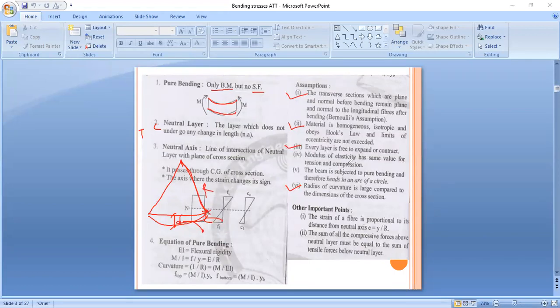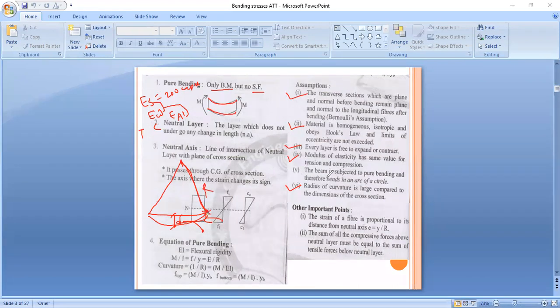Then fourth assumption, modulus of elasticity has the same value for tension and compression. Modulus of elasticity varies with respect to material. If material changes, at that time modulus of elasticity also changes. Modulus of elasticity for steel is generally 200 GPa, and then modulus of elasticity of wood, of aluminum, etc. So modulus of elasticity changes with respect to material, not with respect to compression or tension.